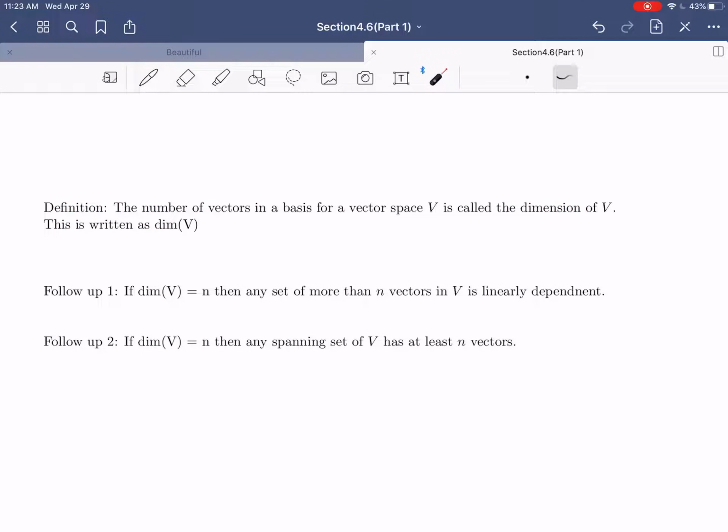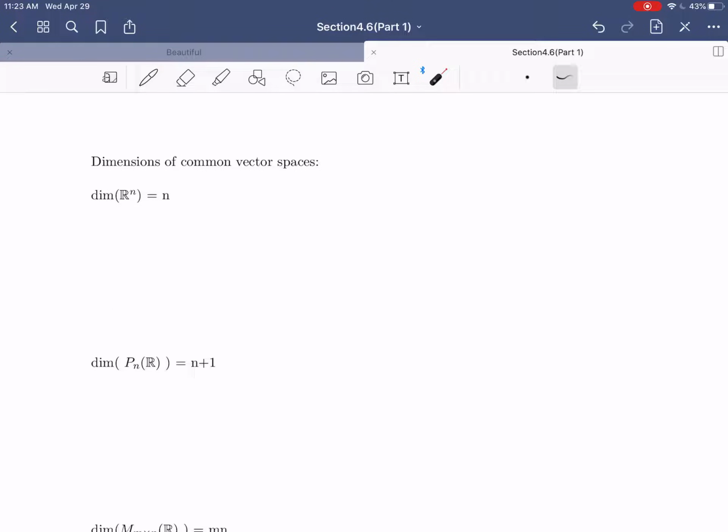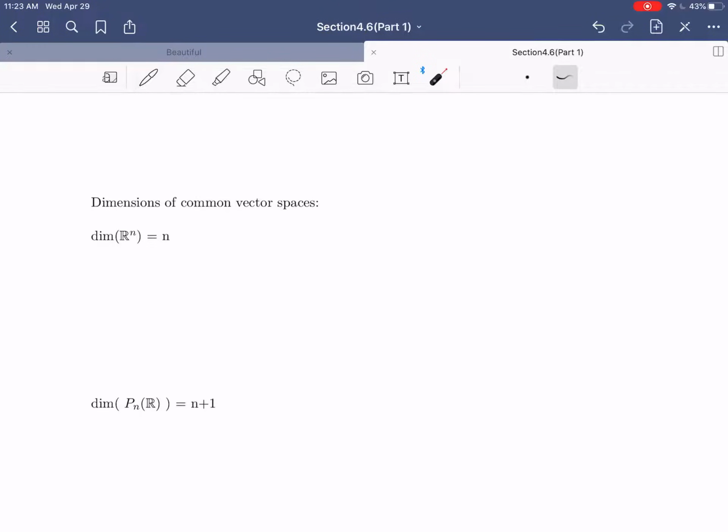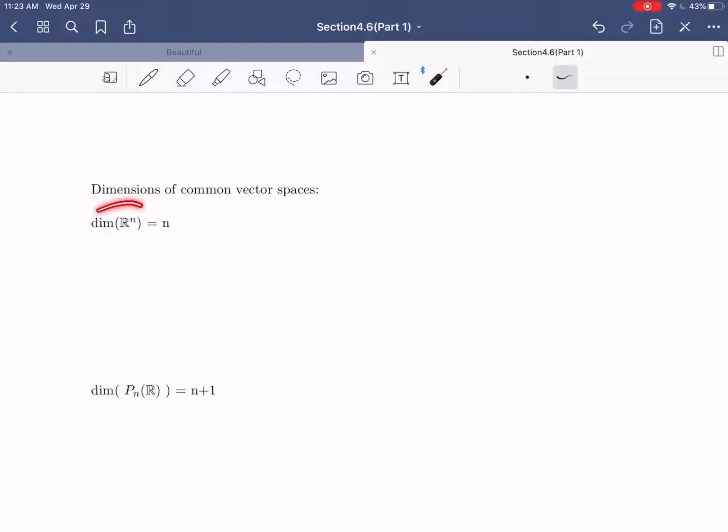Okay, so now that we've talked about this concept of the dimension, let's discuss the dimensions and what are called standard bases for some of the common vector spaces we've been encountering. All right, dimensions of common vector spaces. Each of these I've stated, and we'll go through them one by one. The dimension of Rn, unsurprisingly, is n.